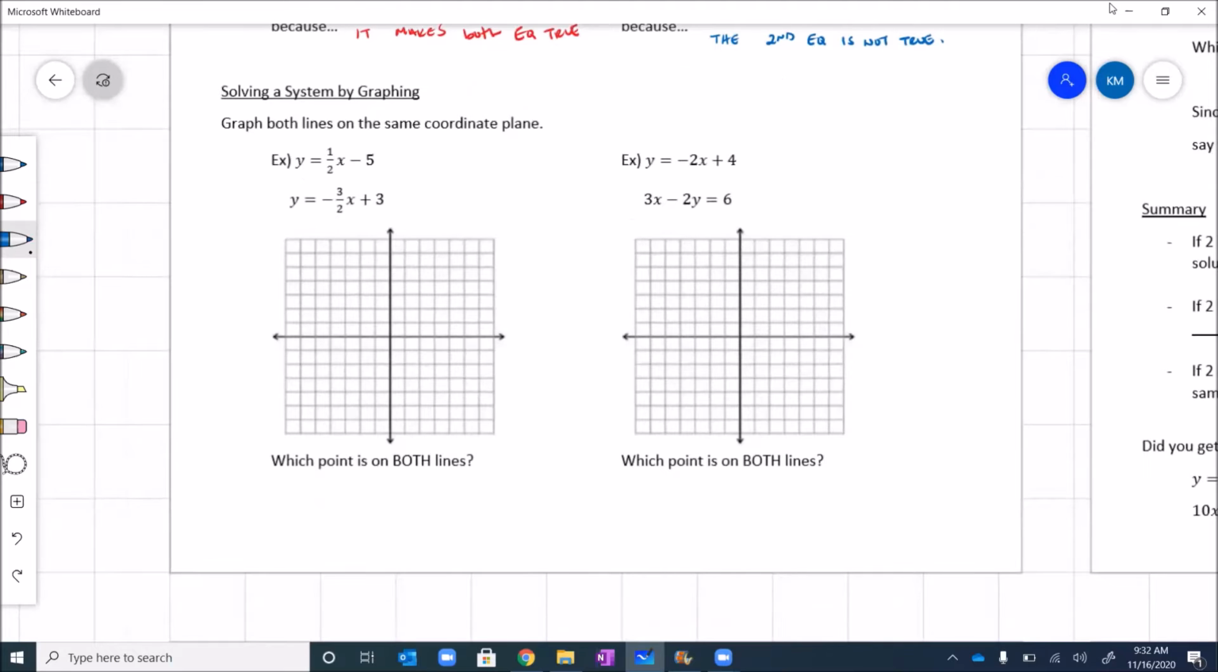Solving a system by graphing. So here we go. It says graph both lines on the same coordinate plane. That's basically what we're doing. That's all solving really entails, and then we'll talk about how we can find our solution.